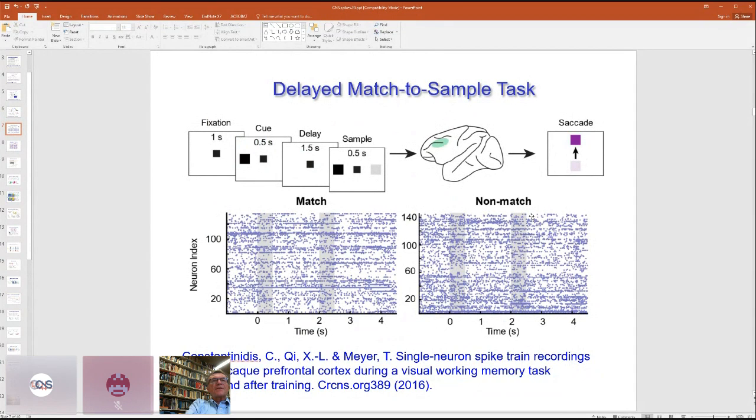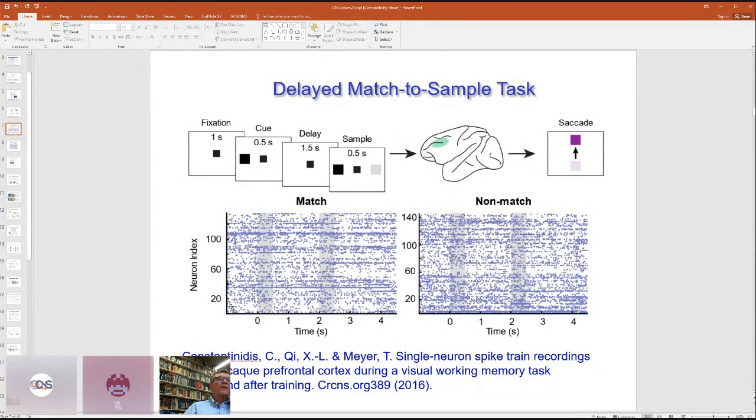This is monkey data. Constantinidis has a repository where you can go and get a very large data set, something like 400 cortical prefrontal cortical neurons. And the delay match to sample task is relatively simple, but it requires a delay. And the idea is that you fixate, a cue comes on the left or the right, and you have to basically decide whether it's the same side or not by saccading.